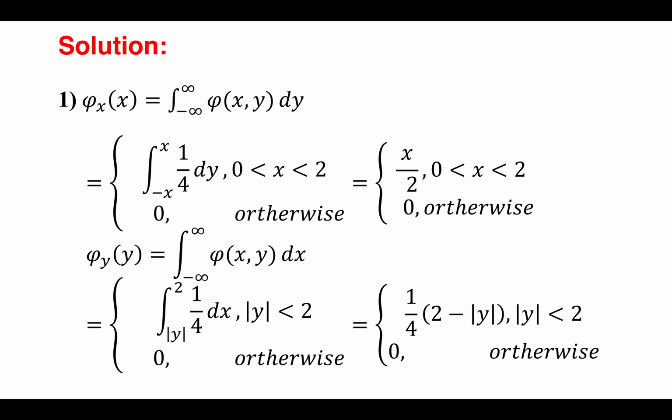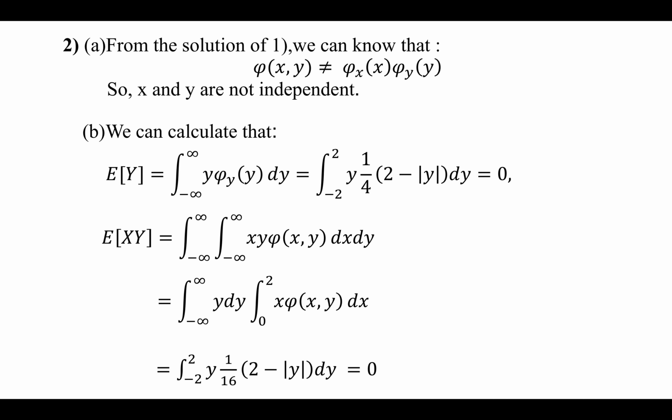The first question, to find the marginal distribution of x and y, we use the theorem from the previous explanation to give the PDF of x and y. The second question, to prove whether x and y are independent, we calculate the PDF of x and y respectively and check whether their product is equal to the joint distribution of x and y. It turns out that these two are not equal, so x and y are not independent.